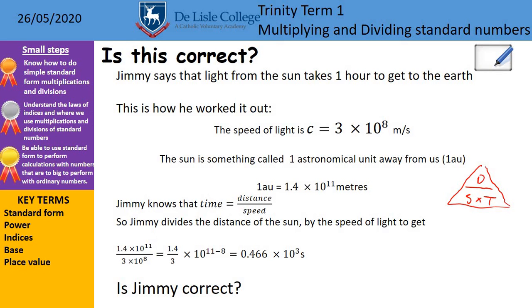So Jimmy decides to divide the distance of the sun by the speed of light. So he's got his 1.4 times 10 to the 11 over his 3.0 times 10 to the 8. He ends up with a value of 0.466 times 10 to the 3. Is he correct? So I'd like you to pause the video, look at his working out and make a decision.